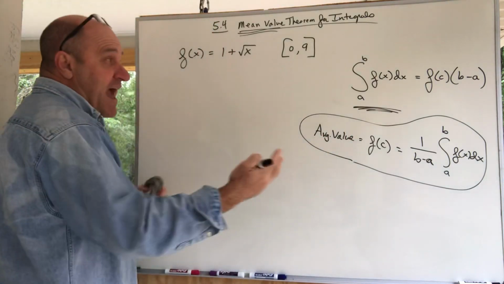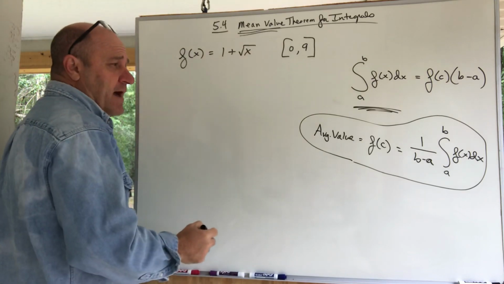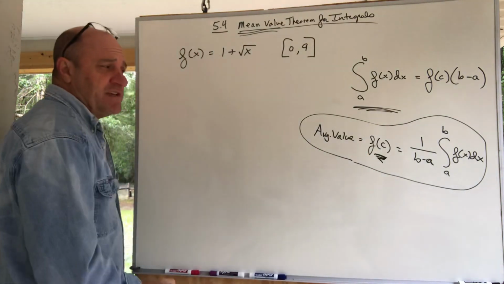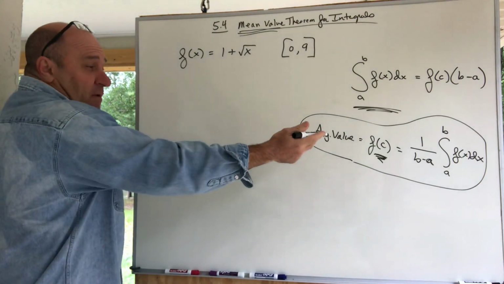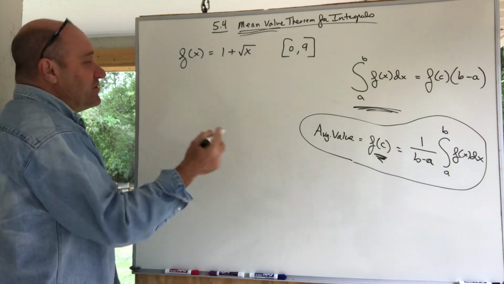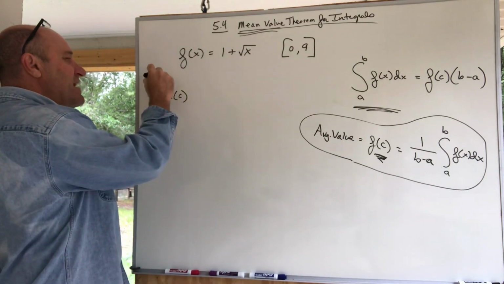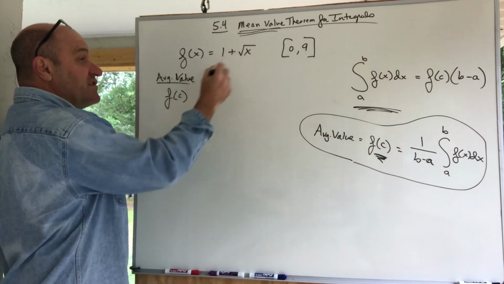I could draw a picture of it, but I'm asking for the average value. Please find the average value. So that's this y value, that's this f of c. So here I go. According to this formula, I don't really need a picture. I just need to try to find f of c, the average value of the function on this interval.